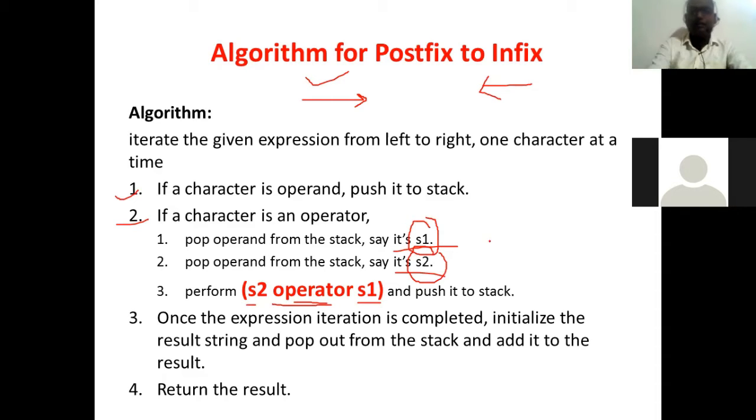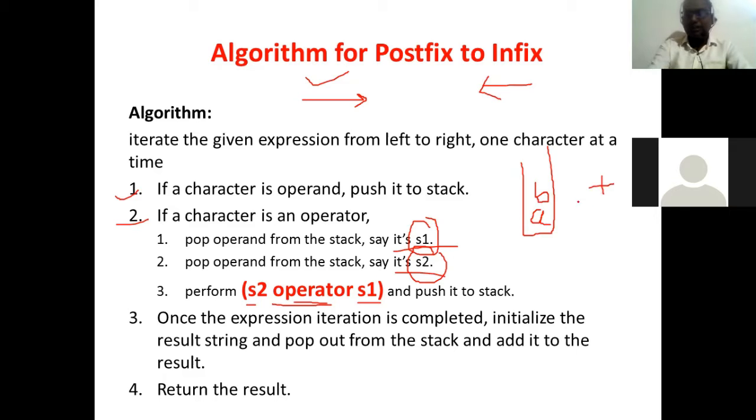Say for example, suppose this is your stack. This is a simple example. Suppose in the stack we have two operands. Suppose there is an A, then B. Suppose the stack status is this one. Now the operator plus is encountered. So what do you have to do? You have to pop two elements from the stack.